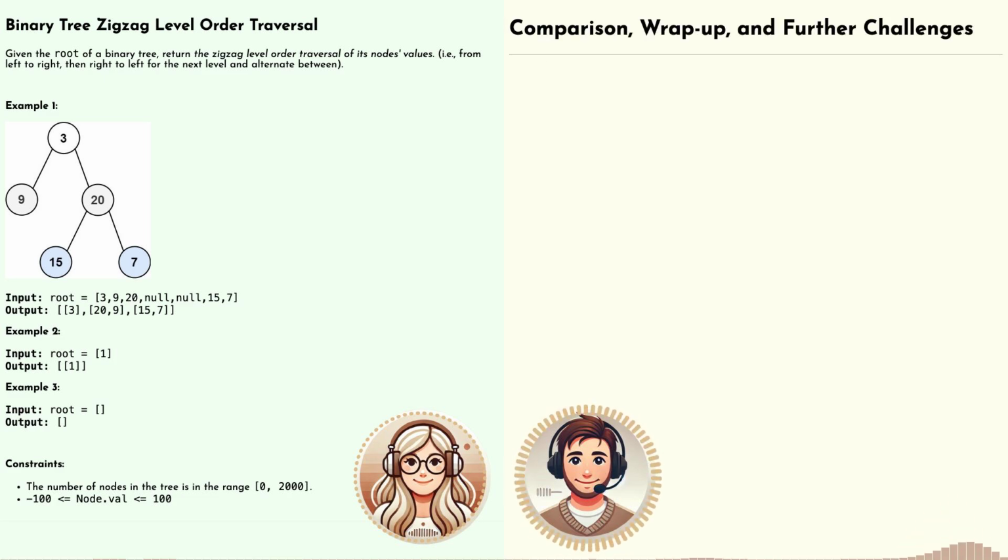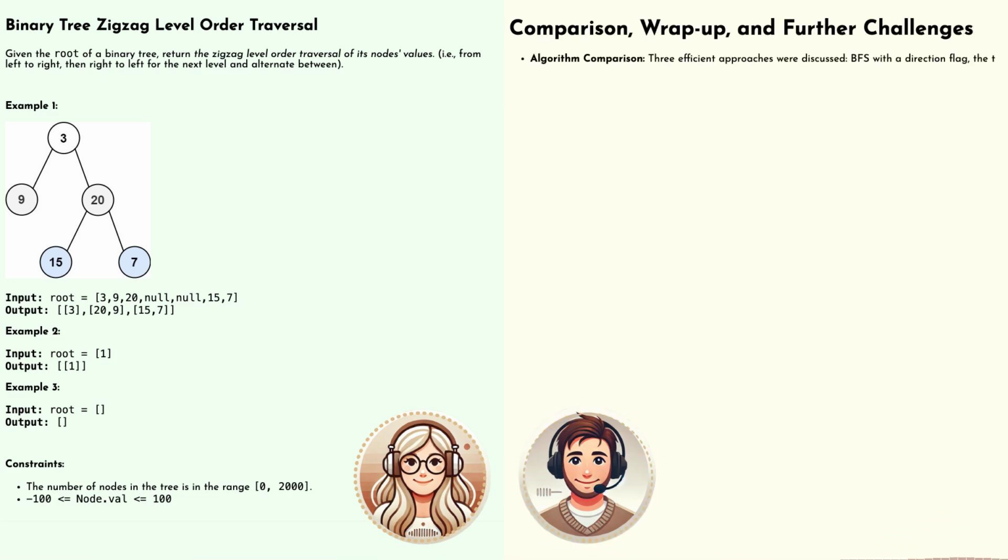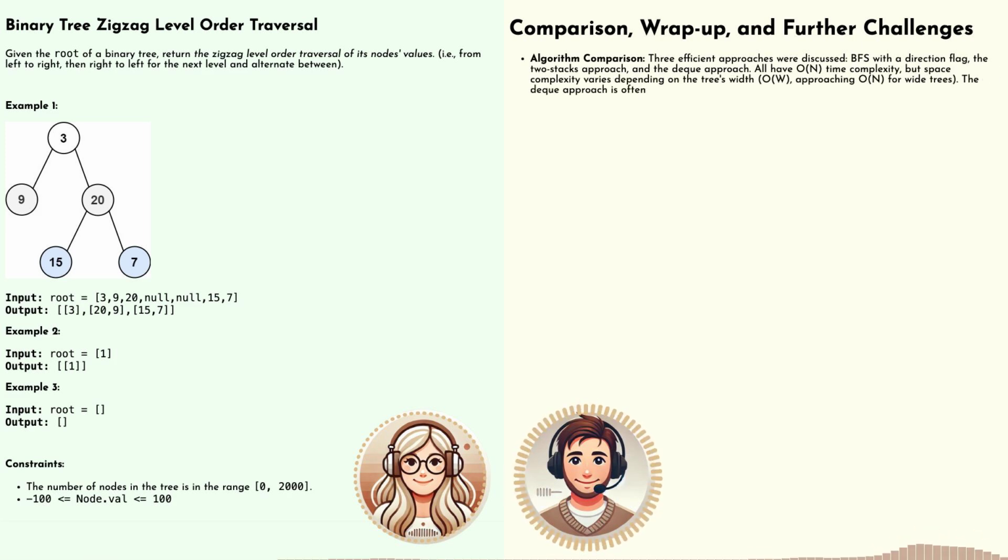So we've explored 3 distinct approaches now. BFS with a direction flag, 2 stacks, and the deque. Before we wrap up, can you give us a high-level comparison of these methods? What are the trade-offs? Sure.